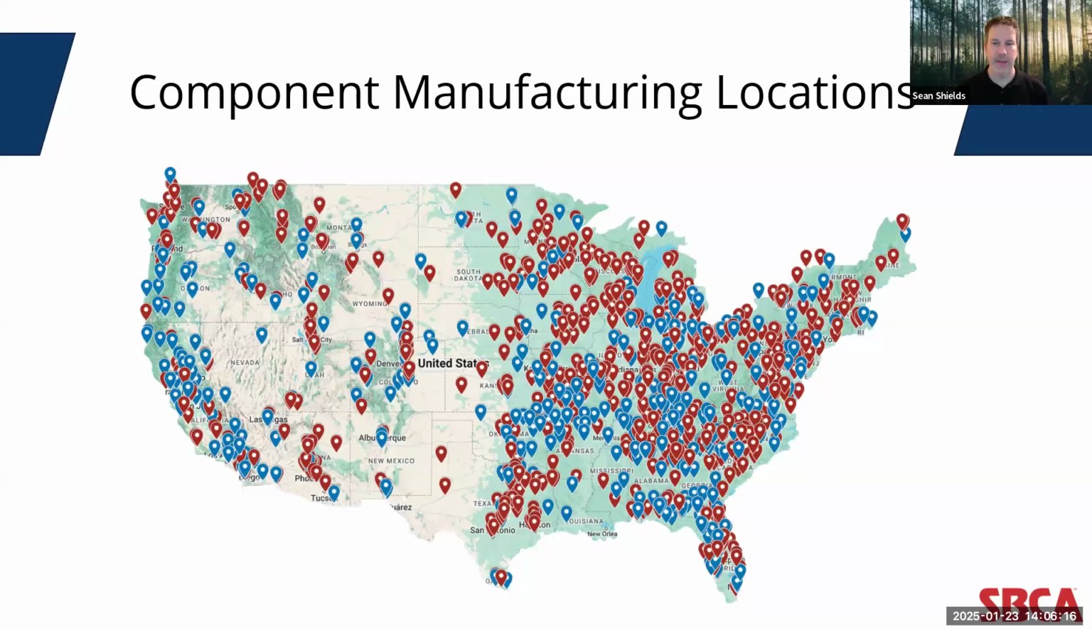To give you a sense of scale, SBCA member facilities sold approximately $9.12 billion in product in 2023, out of an estimated total of $9.31 billion.